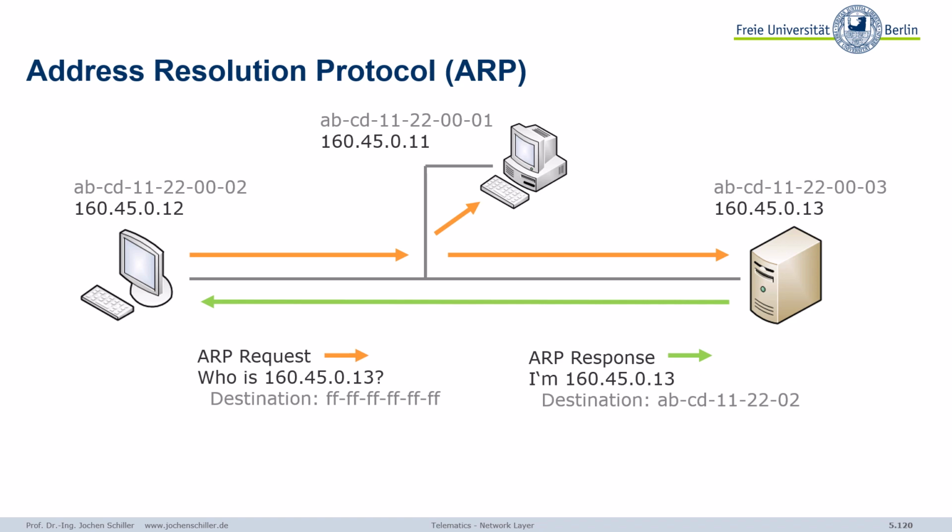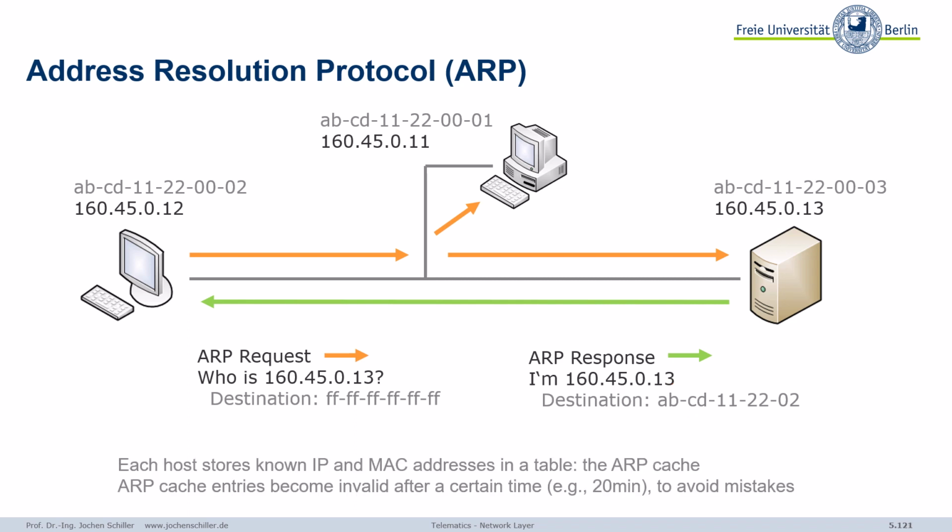Okay, sending back the response. I'm the one. And I tell you, this is my MAC address. And this is now how the computer learns the MAC address that belongs to an IP address. And the hosts now store the IP and MAC address pairs in a table, the so-called ARP cache. And typically those entries become invalid after a certain time, because maybe computers migrate or you assign a different IP address or whatever. So that's the idea.